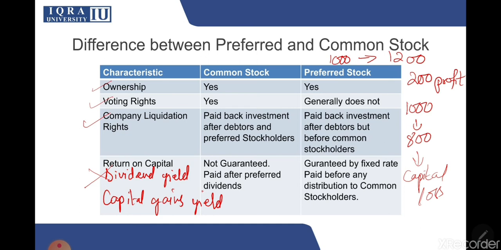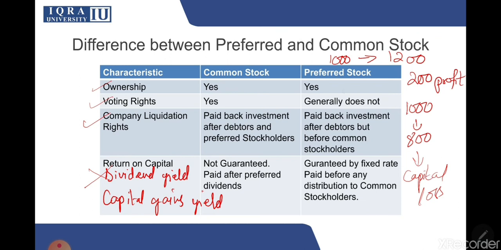And number two, even your capital gain, even the stock price movement, you cannot know beforehand where the stock price will go. Will it increase? Will it decrease? What will happen? That's why there is no guaranteed return for common stockholders.